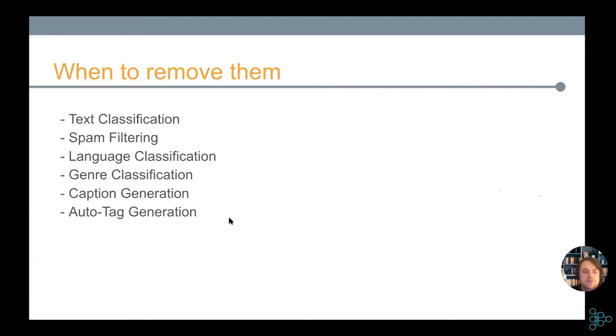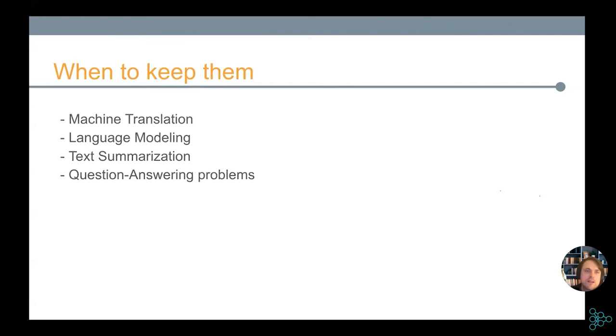Sometimes you need to keep them. So never apply blindly a set of rules to your task. Always think what is important. Machine translation, of course: if you take out stop words, you will not be able to translate something from English to French. Language modeling as well, text summarization, question answering problems, all these things. For all these things, you need the entirety of your sentence.